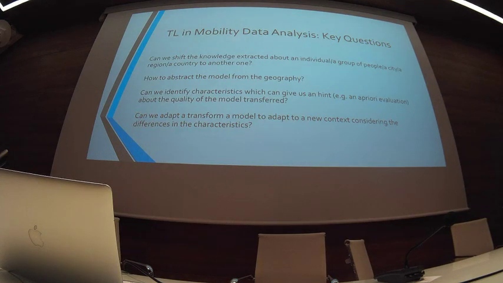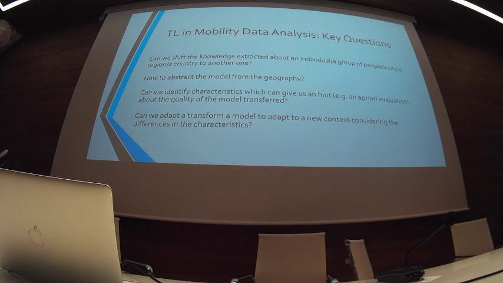And what we want to do is see how we can apply transfer learning in mobility data analysis. The key questions here are: can we shift the knowledge extracted about an individual group to another group of people, another city, another region, or a country? How do we abstract the model from geography? Because in mobility analysis, the model you build will be in some sense attached to the geography of that place, the network, the kind of people that live there, etc. So how can we abstract from those characteristics?